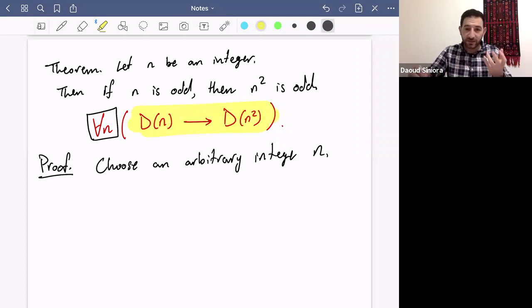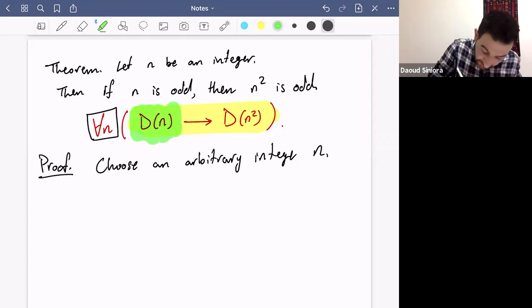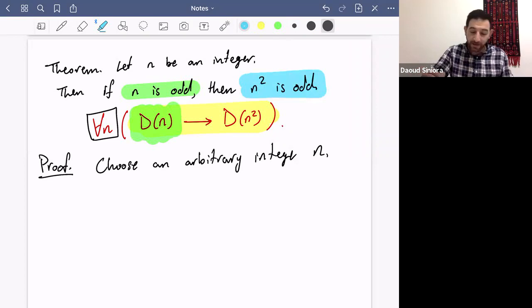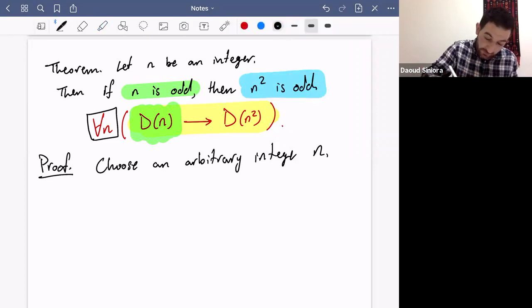We just discussed the direct proof of a conditional statement. We assume the hypothesis, and we need to show the conclusion. So what is the hypothesis? It is the green one here, which let me show. This is the hypothesis, n is odd, and this is the conclusion, n squared is odd. So we assume n is odd.